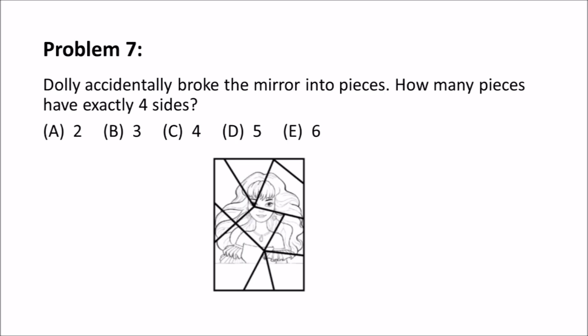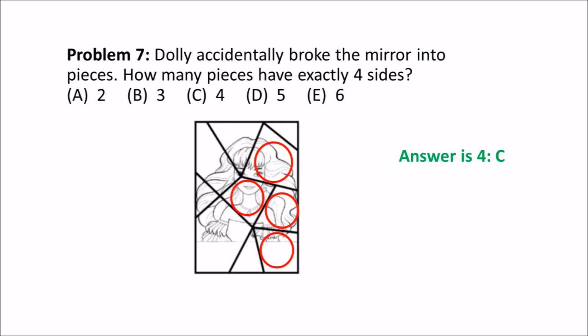Dolly accidentally broke her mirror into pieces. How many pieces have exactly 4 sides? This one's a trick because it's not a trick. Most people would think that a problem that's as easy as this would be a trick. But no, all you have to do is count how many have 4 sides, and that's the answer. As you can see here, there are 4 with 4 sides, so the answer is C.